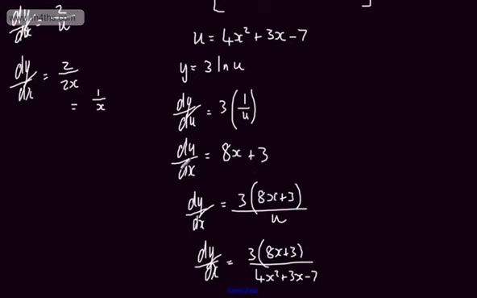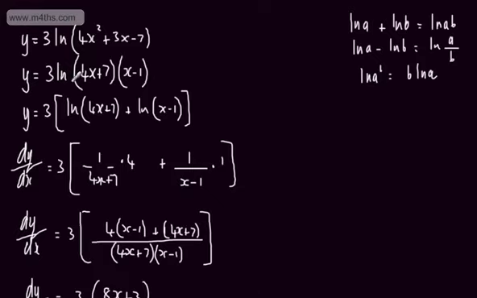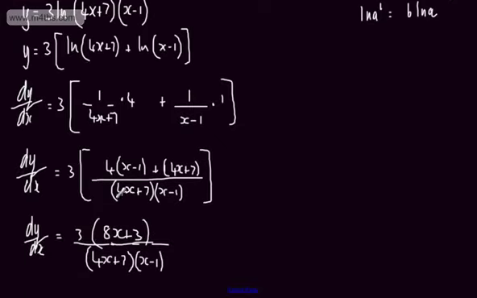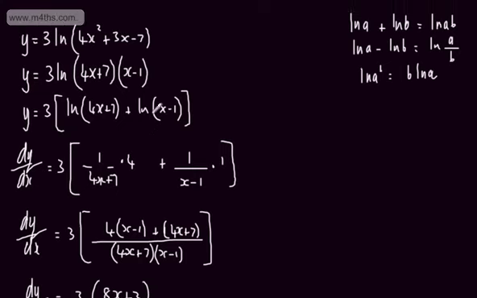3 lots of 8x plus 3 over now 4x plus 7. It's just expanded. So if you can add fractions, if you can add algebraic fractions, you can see now that that is quite a beneficial route potentially to take if you need to split things up. So let's look at another couple of examples using that.